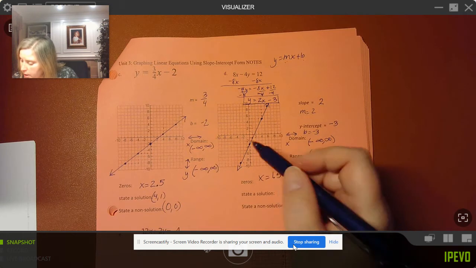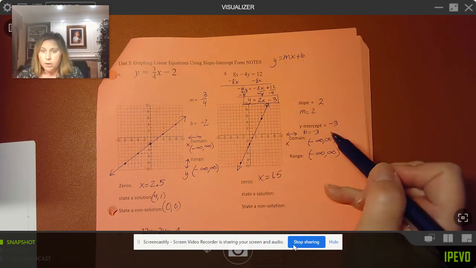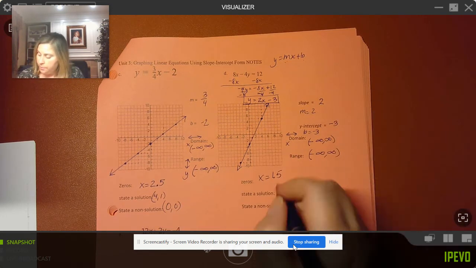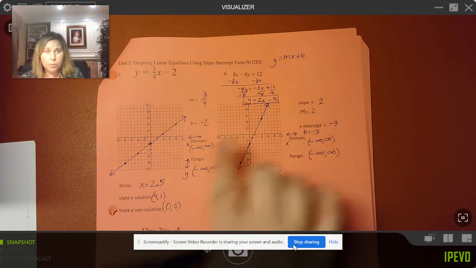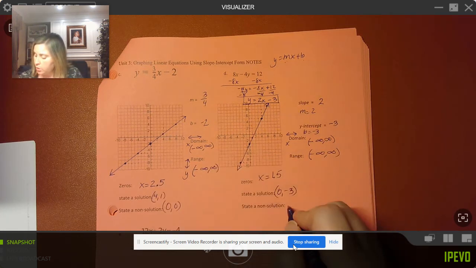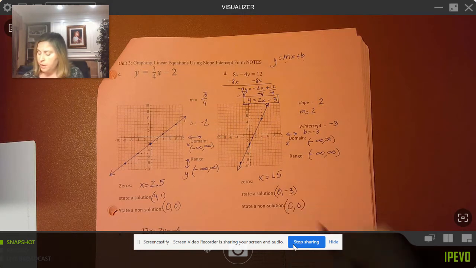For the solution, I'll just use the y-intercept, so 0, -3. For the non-solution, I'm being very boring. I'm continuing to pick the origin, 0, 0. You can pick any point that's not on the line for a non-solution. You can pick any point that is on the line for a solution.